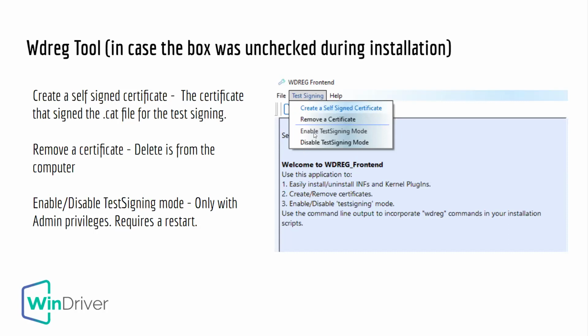For any reason you need to remove it. The other two options are enable and disable test signing mode. You can do it from here. Again, you will have to be an administrator, and it will require a reboot. But once you've done that, you won't have any issues afterward running self-signed certificates and INF in test signing.